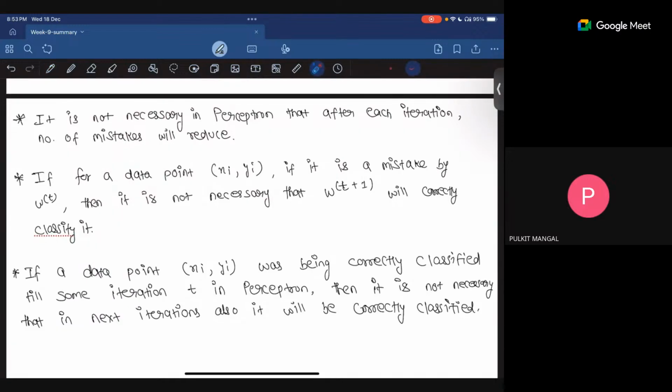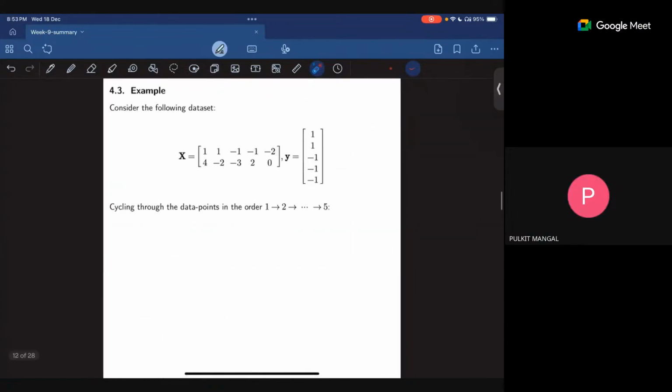So does anyone have any doubt till now about any of these observations, the example, and the perceptron? Sir, can you once just explain that part where we took W transpose y less than or equal to 0? That one, I sometimes get confused in that.